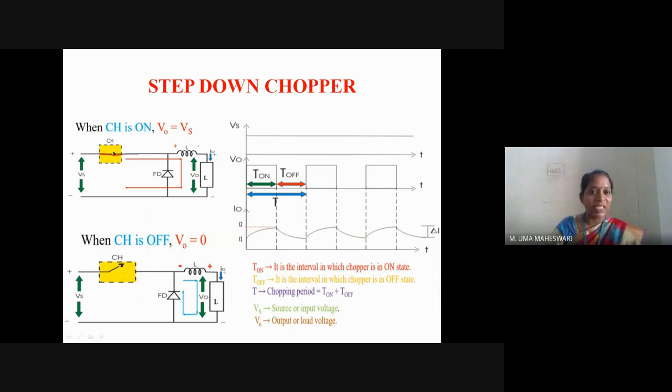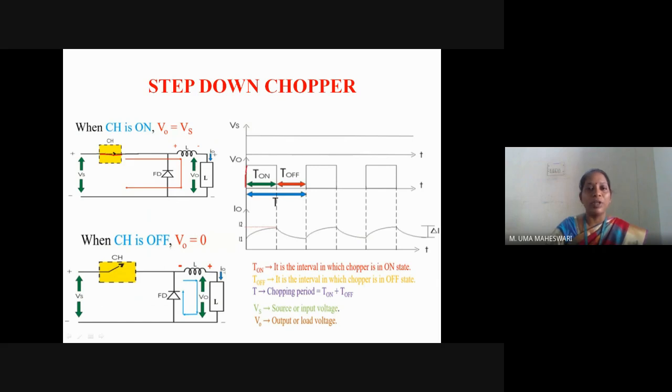The power is flowing from the source towards the load. The inductor gets charged during this interval. The inductor current increases from I1 to I2. And what about the output voltage at this interval? The output voltage at this interval is V output from instant 0 to t. So it is the t on interval. The 0 to t is known as t on interval. The switch is in on condition. During this T on interval, the source voltage is same as that of the output voltage.